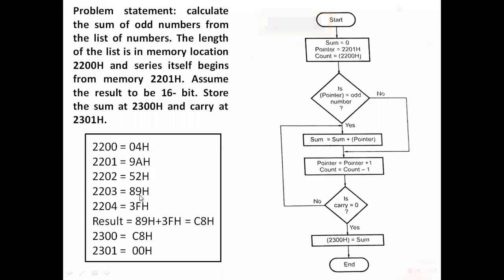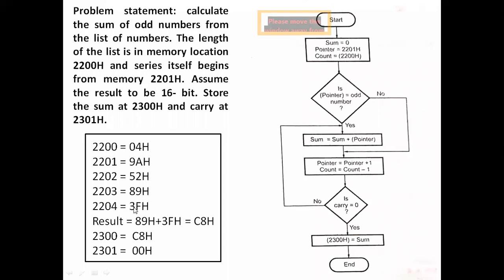Suppose we have these four numbers: 9A, 52, 89, and 3F. Out of these four numbers, 9A is an even number, 52 is an even number, but 89 is an odd number, because in this case 9 represents 1001, which means the D0 bit is 1. In case of 9A, bit D0 is 0, in 52 bit D0 is 0, but in 89 bit 0 is equal to 1. So this is an odd number, and when this is an odd number, it is added with the initialized sum value, that is 00.